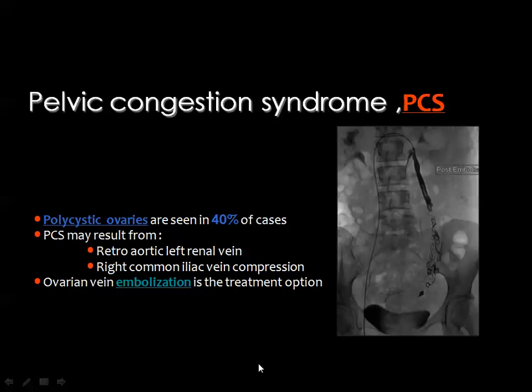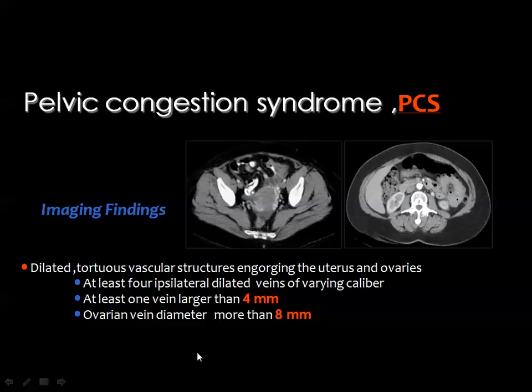Then one of the leading causes is the presence of a retroaortic left renal vein, and this may hinder the flow through the vein, leading to retrograde flow in the ovarian vein. Also, the right common iliac vein compressing the ovarian vein on the right side may lead to pelvic congestion, and the treatment of choice is, of course, embolization of these dilated veins.